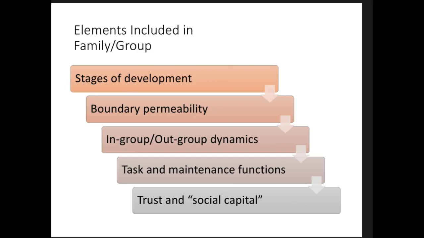Several elements are included and are important to look at in the family and group lens. Your book, Bolman and Deal, do talk about some of these, but I'm going to talk about some additional ones here. The stages of development. We're going to talk about boundary permeability, in-group and out-group dynamics, task and maintenance functions that need to happen within groups, and trust and social capital.